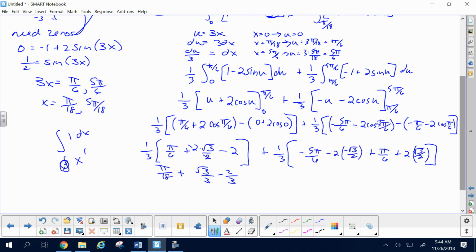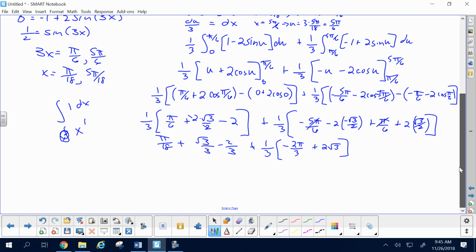Here I can combine like terms, so I'm going to hold off on the distributing until I combine like terms. For example, negative 5 pi over 6 plus pi over 6 is negative 4 pi over 6 or negative 2 pi over 3, yeah? Likewise, I get this is positive root 3 plus root 3, yeah? Do you agree with that? Positive root 3, the negative and the negative is positive, the 2's cancel out. So that's root 3, so that's 2 root 3. Are you with me? Good. We're almost there.